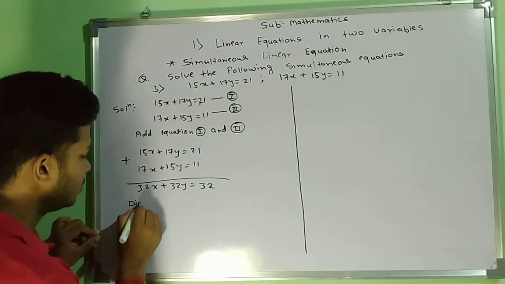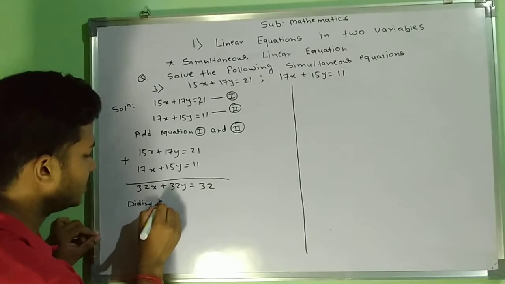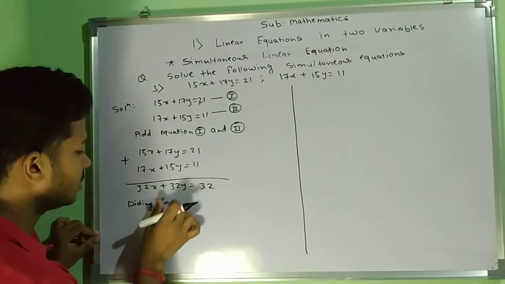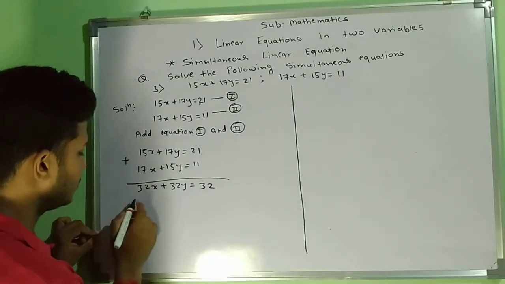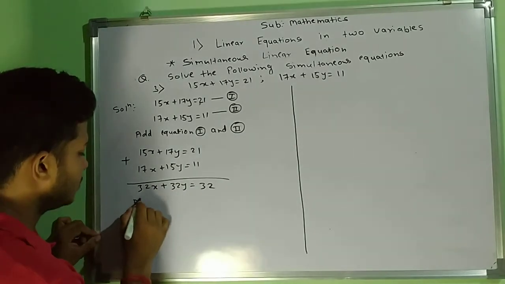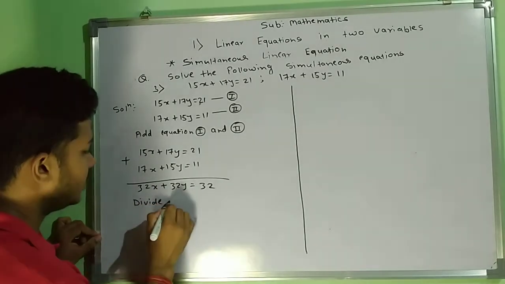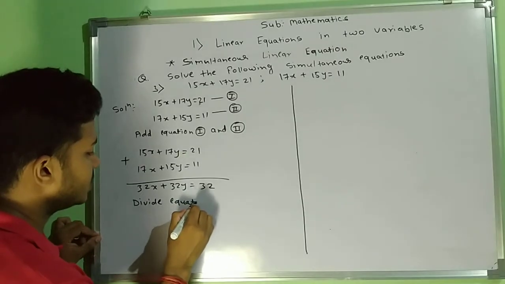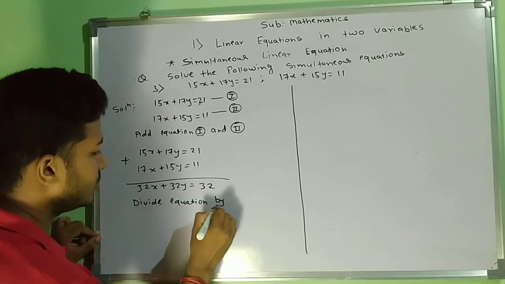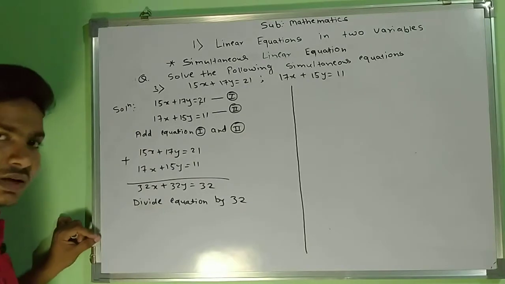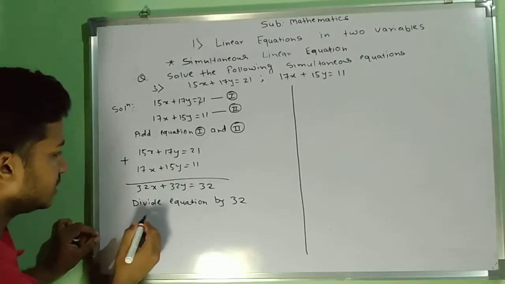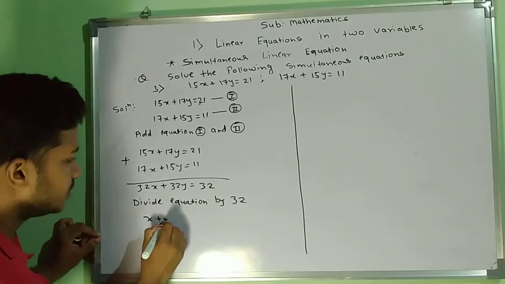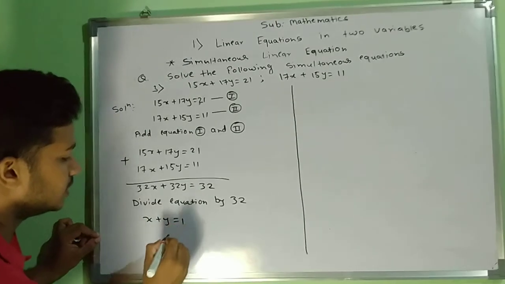So dividing, divide equation by 32. So why we are dividing that equation, you will come to know. So after dividing that equation by 32, what we got, x plus y is equal to 1.